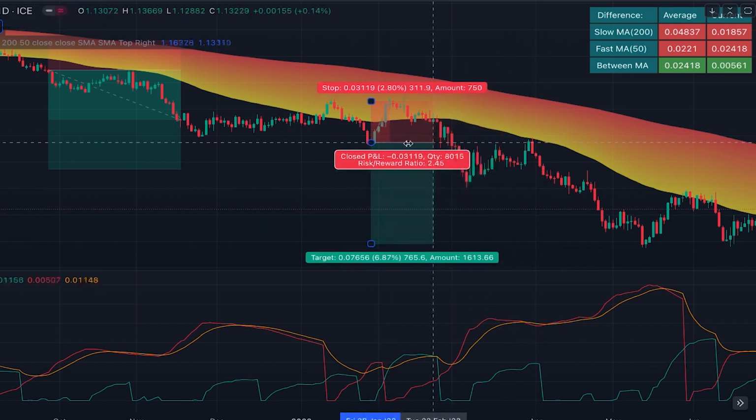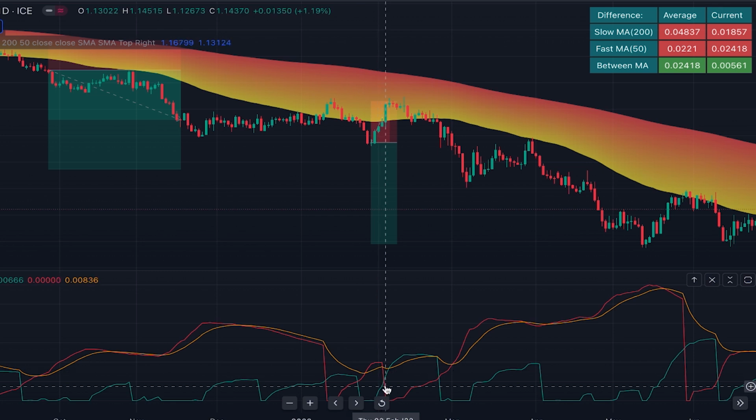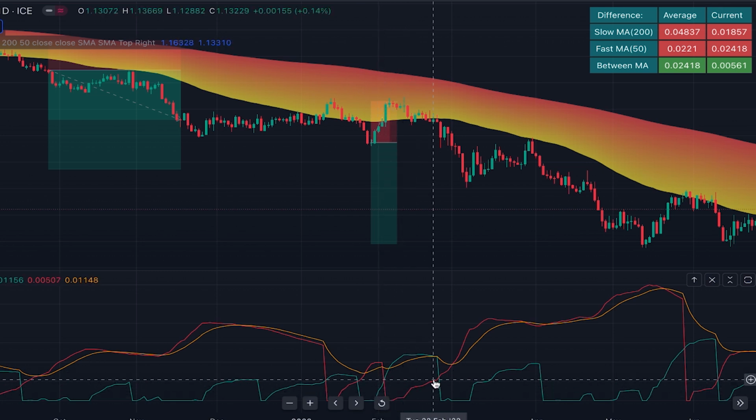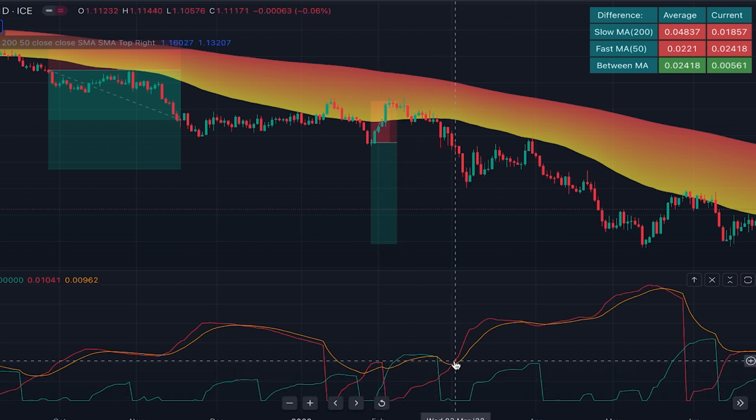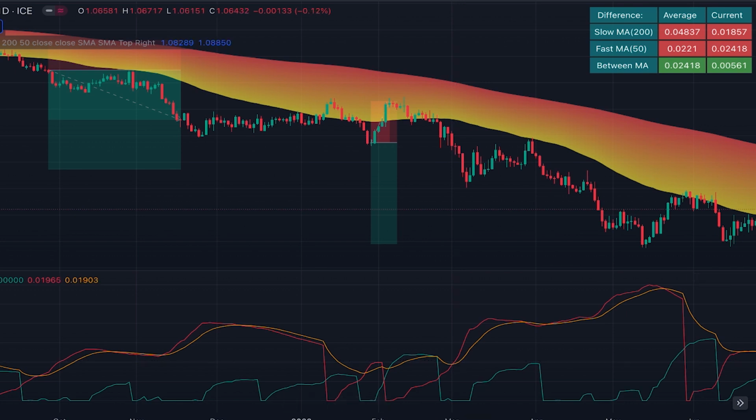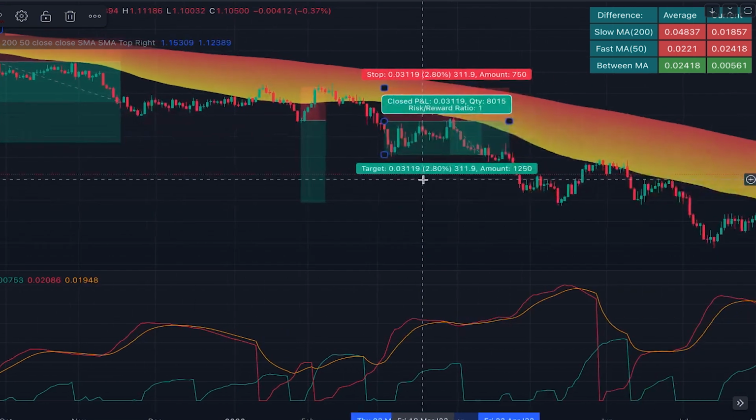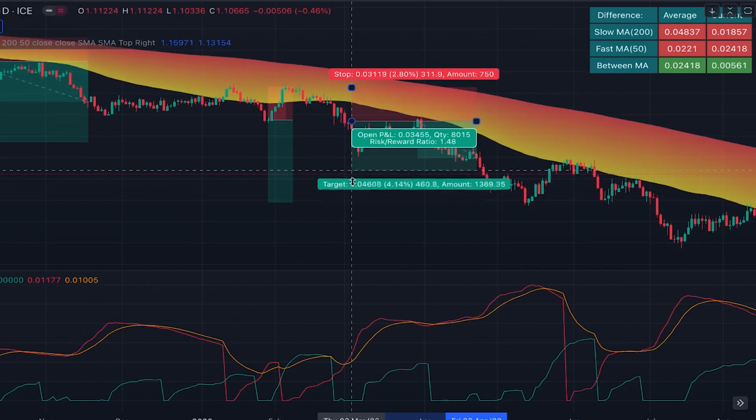Shortly after this trade, you can see that again the red line went below the green line, and after that it crossed above the green line and above the orange line here at this point, providing another short position opportunity here. So in case we miss this one, we could enter a short position here at this point.